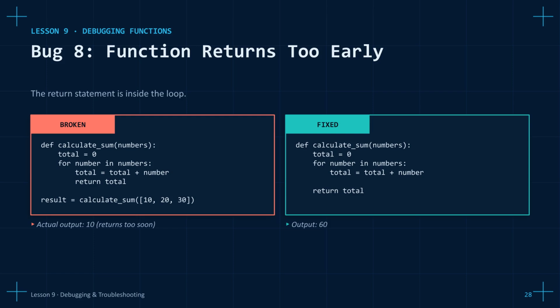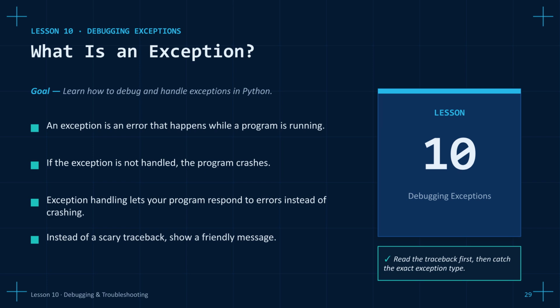Returning too early is another common error. If you place a return statement inside a loop, the function will exit after the first iteration, ignoring the rest of your data. Always double-check your indentation, and ensure the return statement is positioned correctly, so that it only executes after the loop finishes. Lesson 10 tackles exceptions.